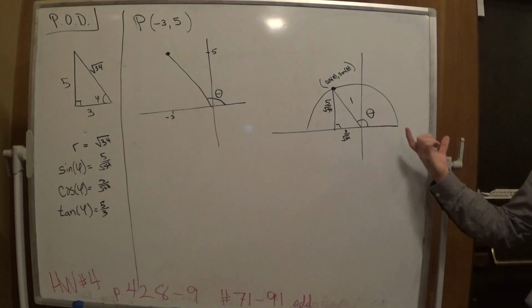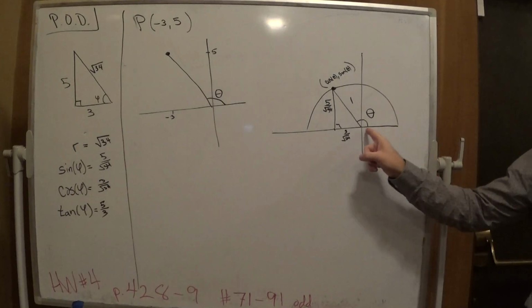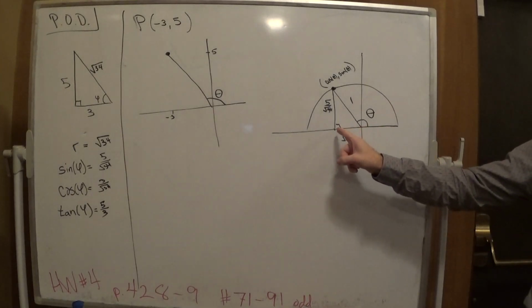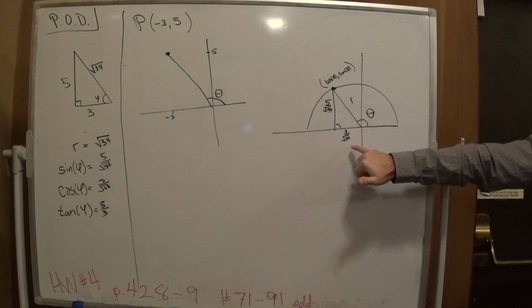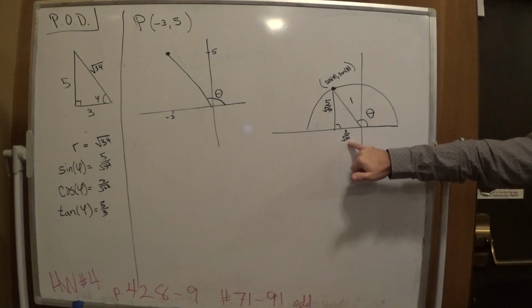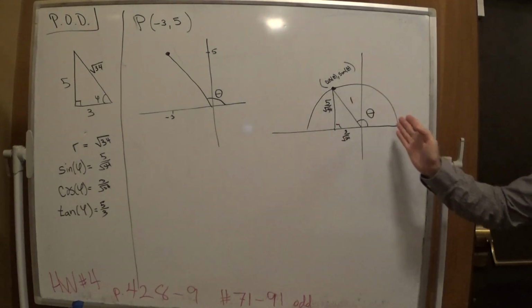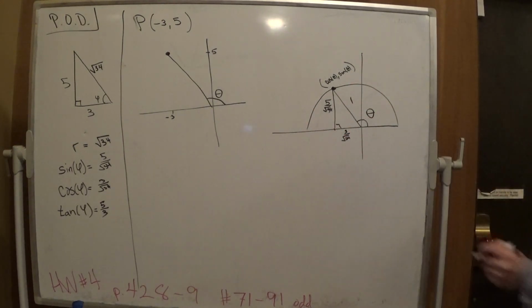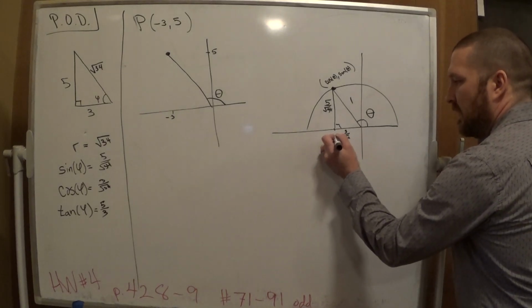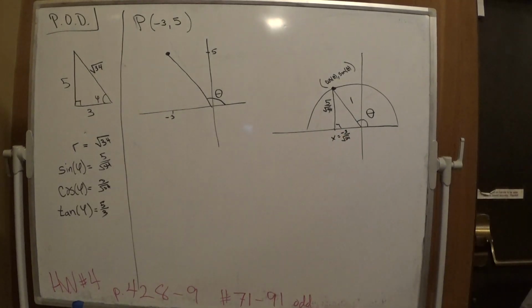We're going to take the cosine value to be whatever the x value is on the unit circle. And in this case, it's not positive 3 over root 34. What is it? It's negative, right, because it's on that side right there. In fact, the x value right there is negative 3 over root 34.